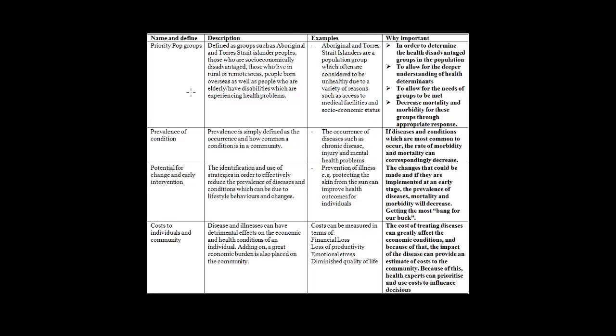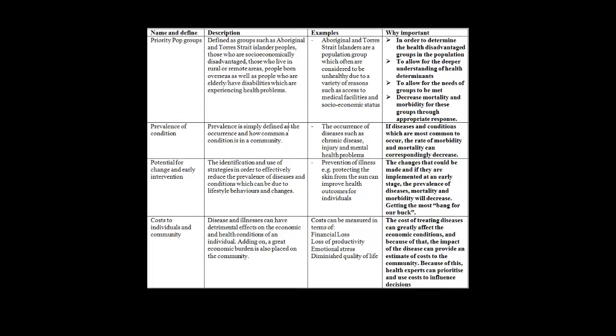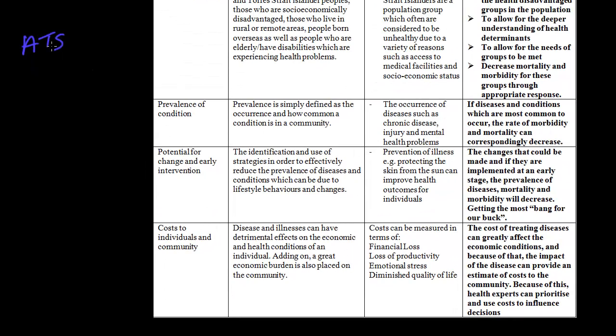So firstly, the priority population groups are defined as groups which need extra help, or groups which don't have the same health standards as other groups, the ones that are lacking in health. So if you think about the common ones, you can think about the Aboriginal and Torres Strait Islander people, which is also referred to as the HSC people. So if you want to remember, just remember HSC people.